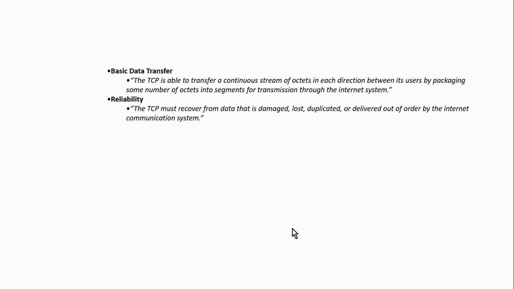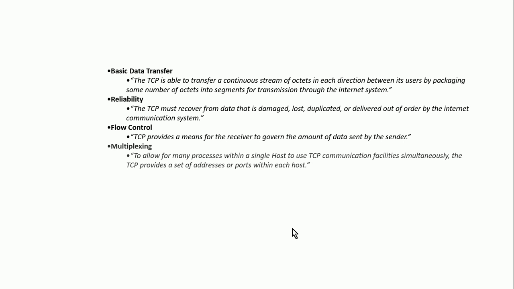So reliability is the second thing that TCP gives us. It must be able to recover from data that's damaged, lost, duplicated, or delivered out of order. So we have to make sure it can be put back in the right order to present it to the application layer. You have flow control, which allows you to control the speed that you're sending data to and from devices so that you can't overwhelm a device. There has to be some mechanism for that flow control.